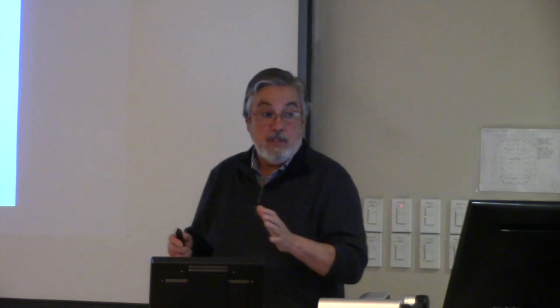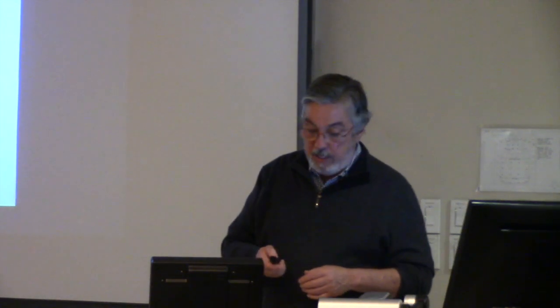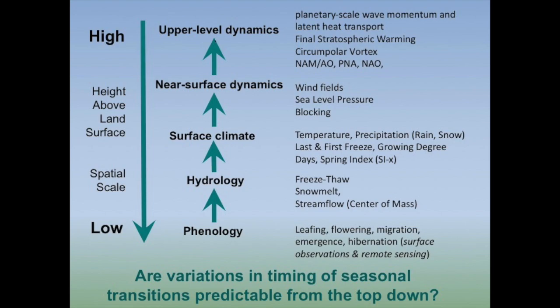And that's about the closest it is. So we really don't have an indexing of these seasonal transitions climatologically. It's all viewed from the ground up. It's all viewed from phenology, from leafing, flowering, migration, emergence, hibernation, and then we sort of try to scale it up, all the way to the upper level dynamics in the atmosphere.